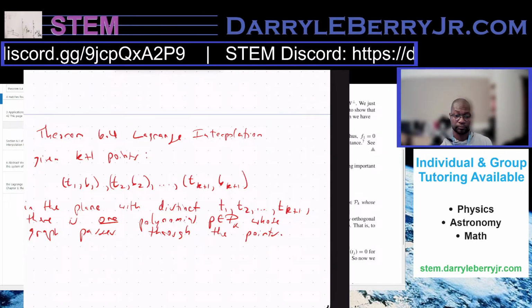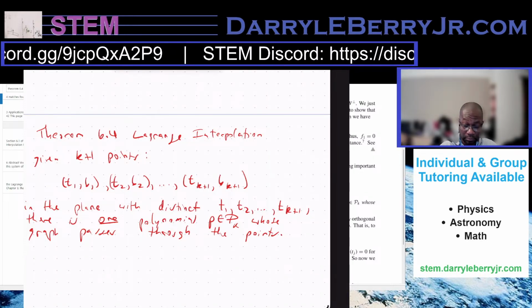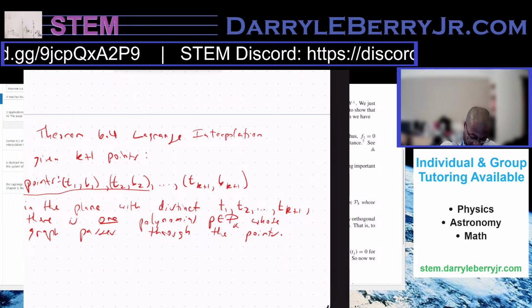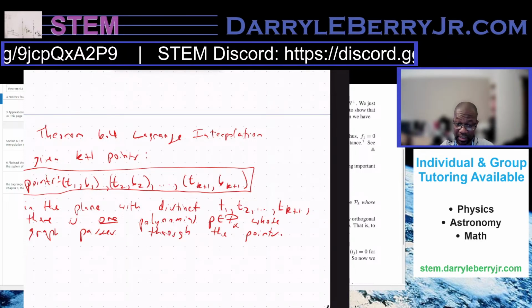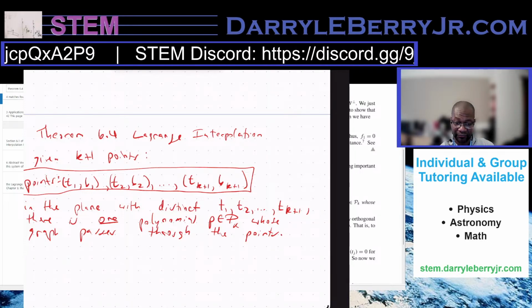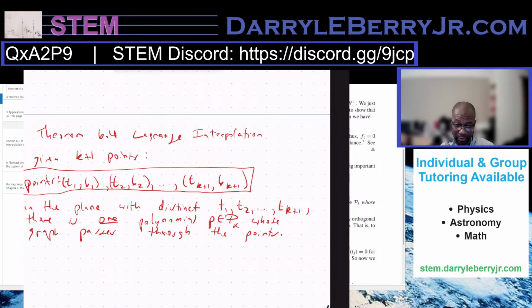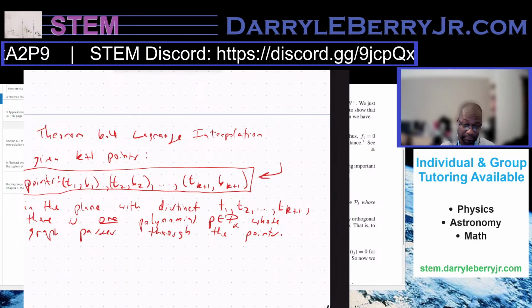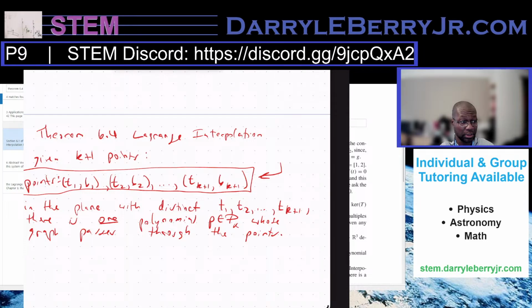All right? So you have these points t1, b1, t2, b2, all the way to t k plus 1, b k plus 1 in the plane, and every t value is distinct. So there is exactly one polynomial whose graph passes through each of these points. So simple enough. Let's go back to where we were.